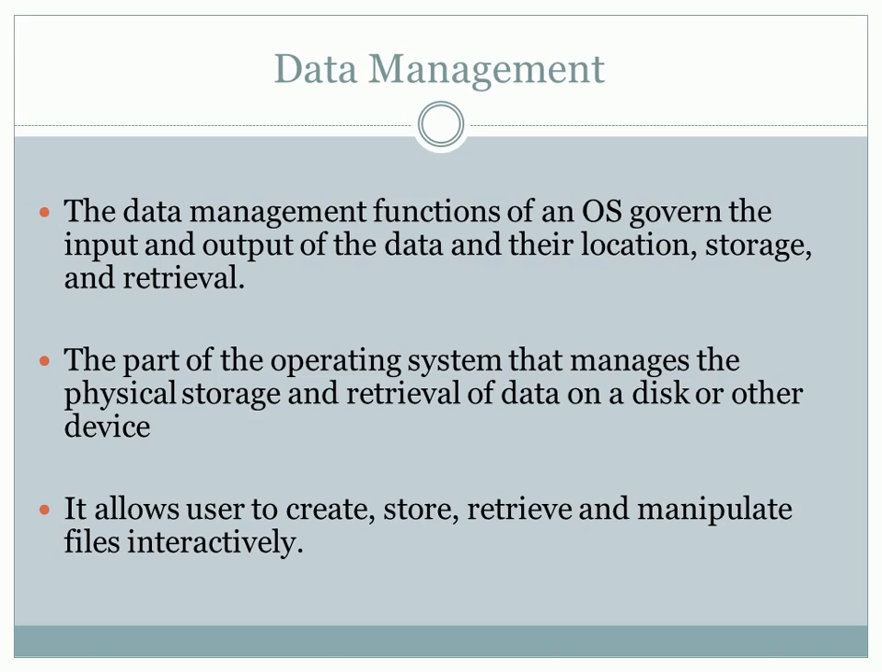The part of the operating system that manages the physical storage and retrieval of the data on the disks and other devices is different. The disk access methods and index access methods are widely used to keep track of the data records in a file on the disk. The index is a table of contents which points us to the location of each file on the disk or each record within the file. It allows the user to create, store, retrieve, and manipulate files interactively. The classification, manipulation, and maintenance of the data is done by the operating system alone.